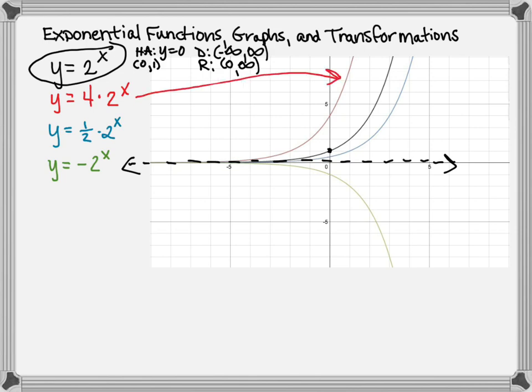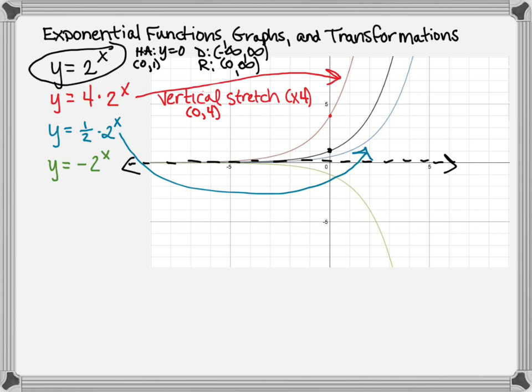Okay, our red function, y equals 4 times 2 to the x, is here in red. And this is a vertical stretch. So the horizontal asymptote does not change, but because we're stretching this function away from the x-axis, the y-intercept is now at 0, 4, and the domain and range did not change.